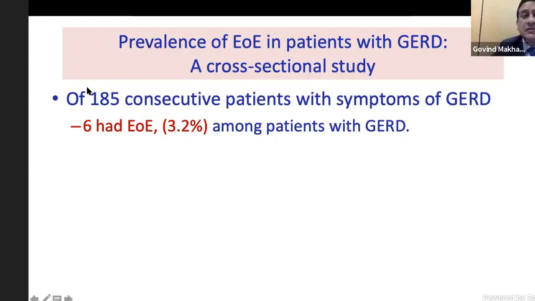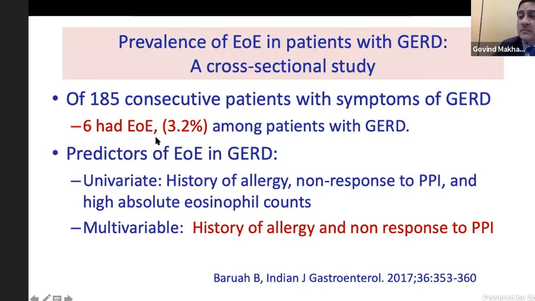So in this study, we looked at 185 consecutive patients with GERD, and we found 6 of them, 3.2% of GERD patients, had evidence of eosinophilic esophagitis. And once we looked at predictors, what are the predictors of when you can suspect that they have eosinophilic esophagitis? Then we found that those who have a history of allergy, or if they didn't respond to PPI, they were the predictors of presence of EOE in those patients who have GERD.